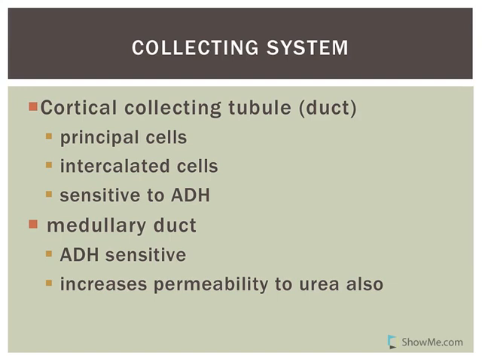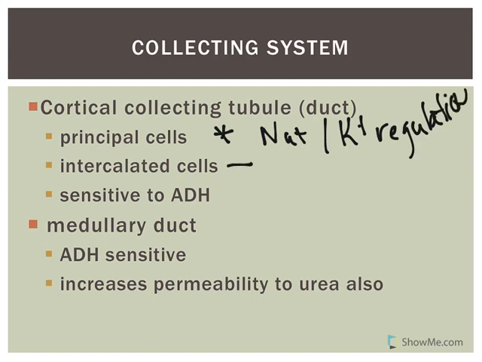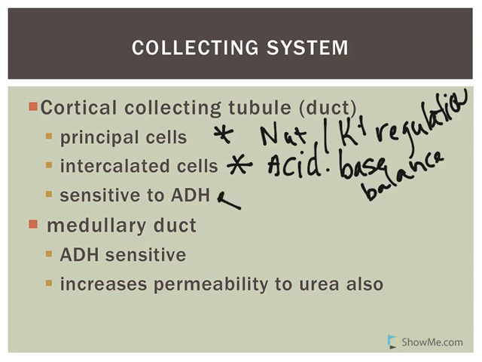Now, the medullary duct is part of that collecting system, like the cortical collecting tubule. I mentioned previously that the cortical collecting tubule has the principal cells as well as the intercalated cells, like the late distal tubule. Principal cells are involved in sodium and potassium regulation, because they're sensitive to aldosterone. Intercalated cells are very important in acid-base balance. And these cells, again, are sensitive to ADH. So the amount of ADH will determine how permeable it is to water. Well, the medullary duct is also sensitive to ADH.